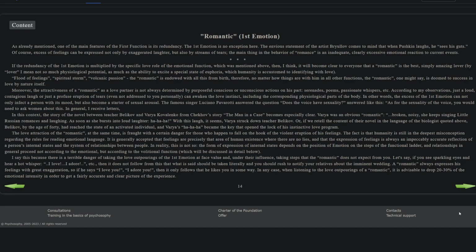Okay, so now we're moving on to the first emotion section, which is called romantic. As already mentioned, one of the main features of the first function is its redundancy. The first emotion is no exception here.